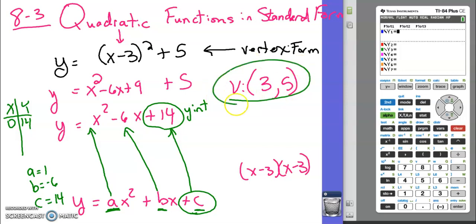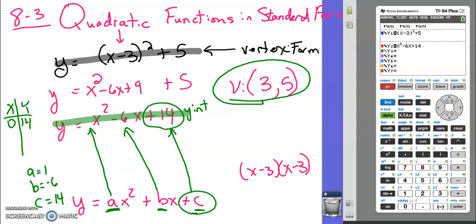So right now I know the vertex because it was in vertex form, and now I know the y-intercept, and that's enough to graph a parabola without your calculator, which is good. And one way to check this, by the way, just to see if you did your math right, is to use your calculator and plug in both the vertex form and the standard form and see if they're both the same equation. So if you look at my calculator, I plugged in both of those equations, and when I push graph, if I did the math right, they should literally be the exact same equation.